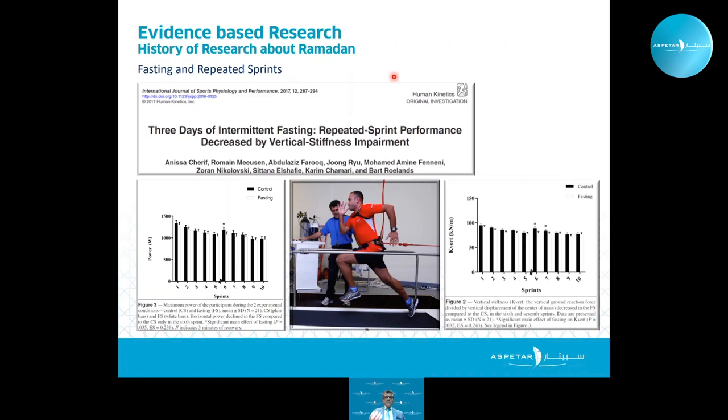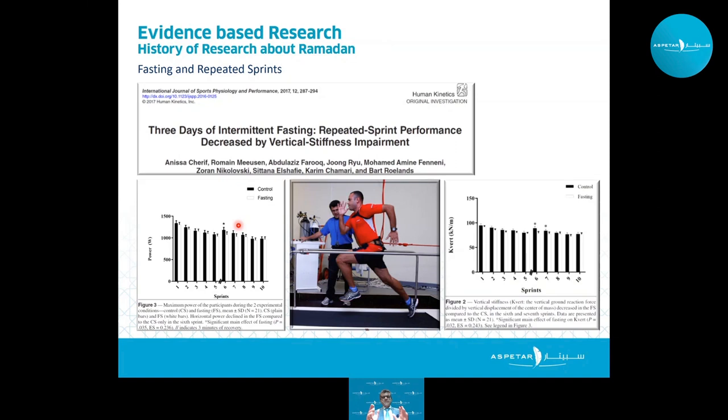So if a Muslim will follow all these advices to fast, he will be fasting 120 days a year. So one day out of three over the year. Here, this is a study about repeated sprint in fasted state. And we have observed a negative effect of 3 days of fasting.